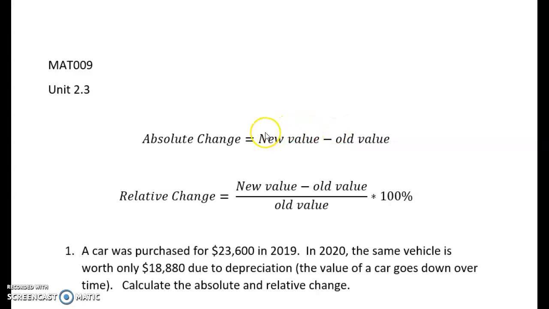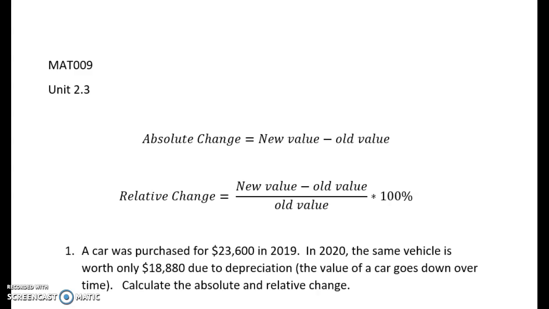Remember, if the new value is larger than the old value, your number will be positive. So when you subtract, you'll have a positive value. If the new value is smaller than the old value, when you subtract, you'll get a negative. So that means you have a decrease.